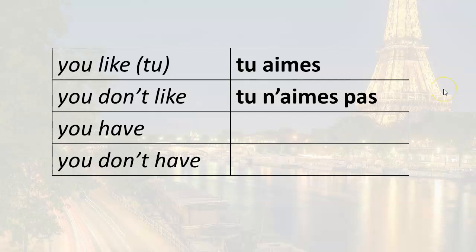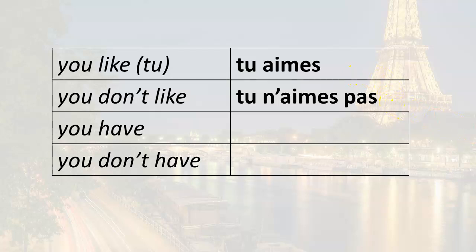You like, tu aimes. Again, the silent s. Tu aimes. You don't like. Notice the vowel, so the negation: tu n'aimes pas, with the n apostrophe. Tu aimes, you like. You don't like. Tu n'aimes pas.